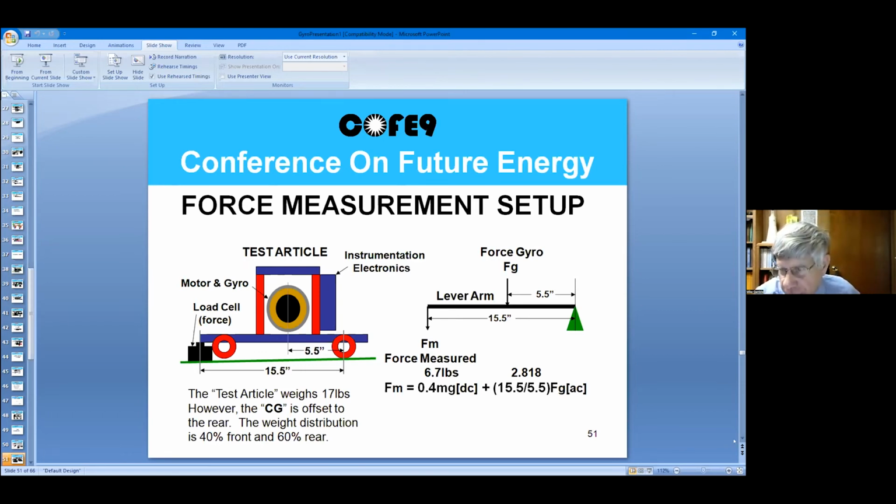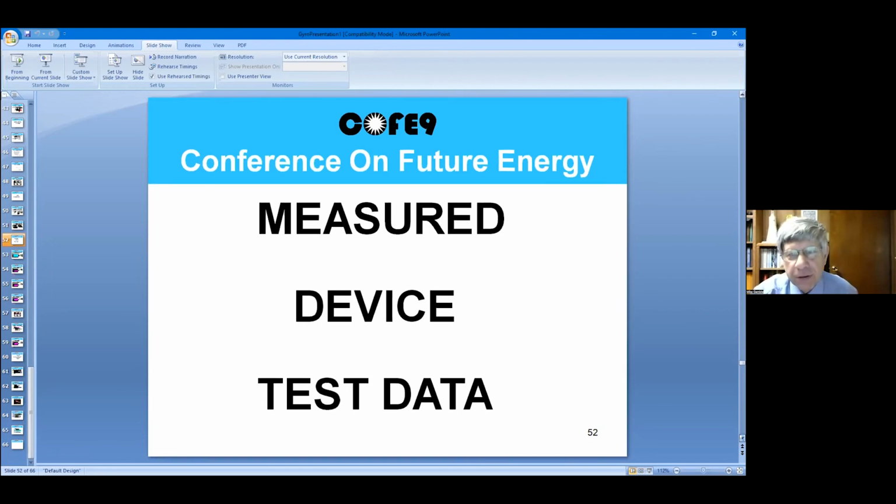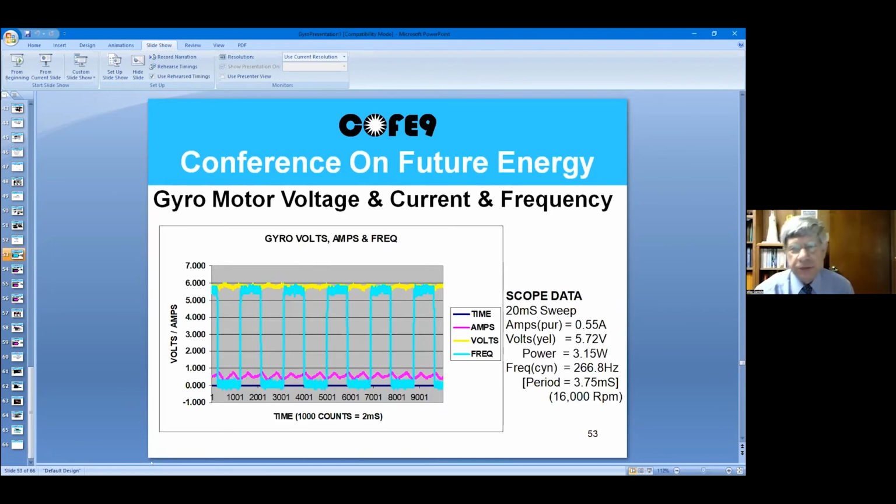Now we get to the fun part of actually firing it up and measuring the data. The first scope plot is on the motor speed, voltage, and frequency. The yellow here is the voltage applied to the motors, which averages out to be 5.72 volts. The purple down here has a little more ripple to it. That averages out to be 0.55 amps. So multiply it together, you get 3.15 watts of power.